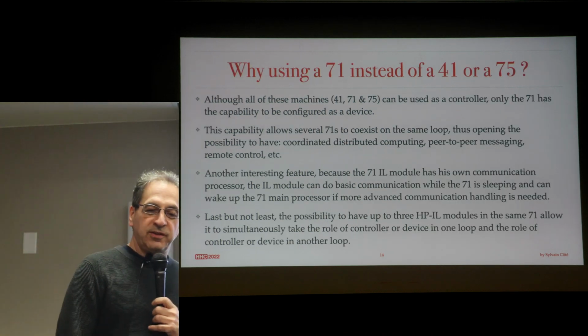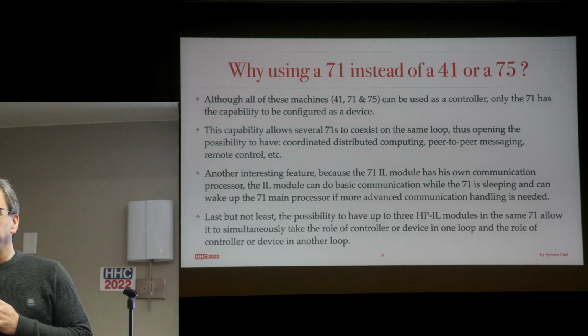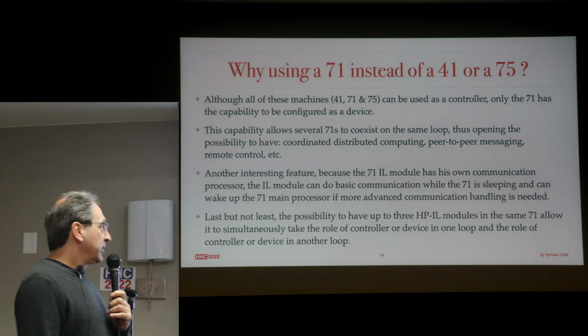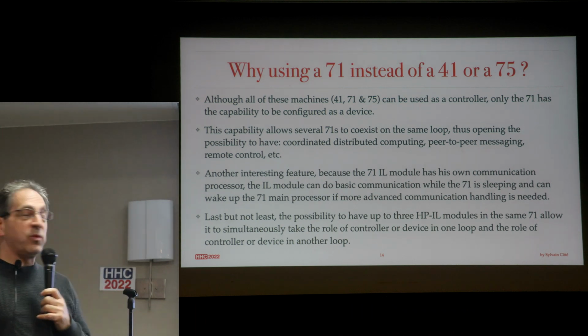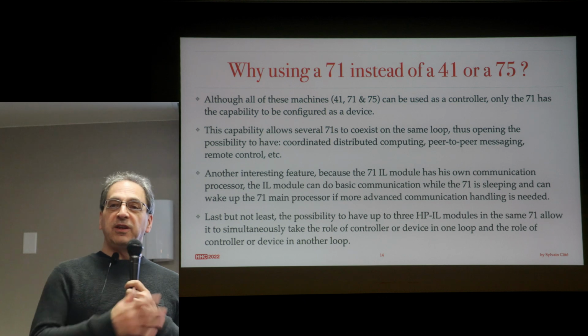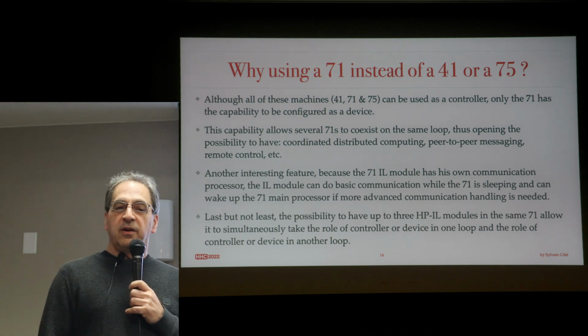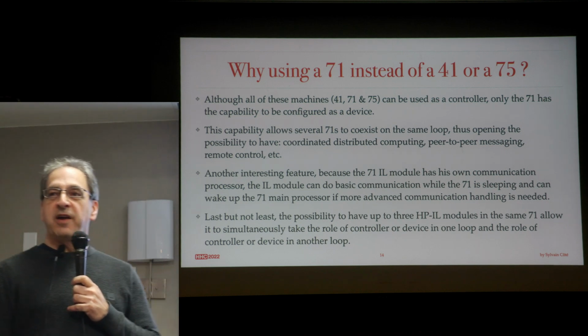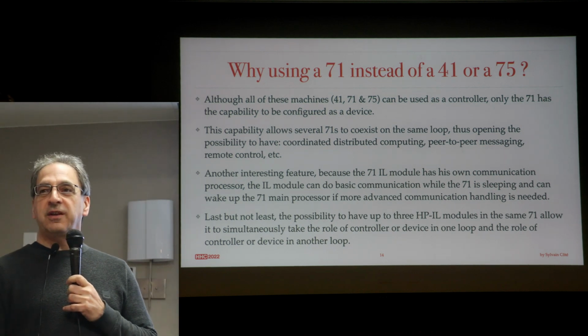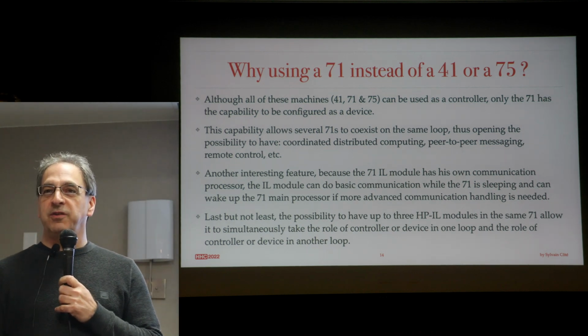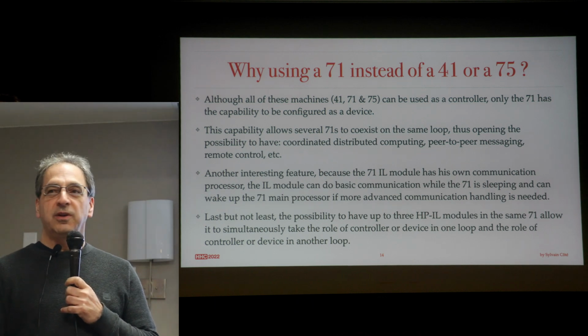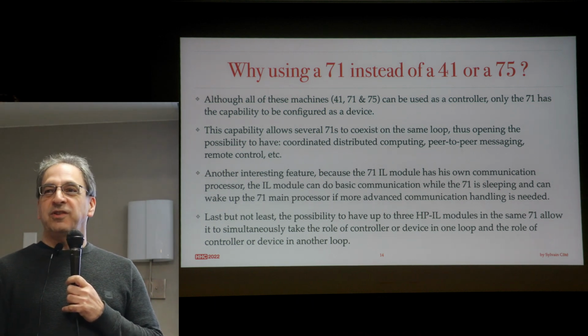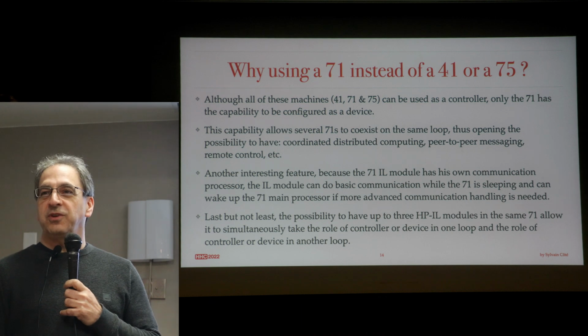Why use a 71 instead of the 41 and the 75? I could use any of the three as a controller, but the 41 and the 75 can only be a controller. You cannot have a 41 or a 75 as a device on the loop. It's not working. So the 71 is the only one that can do this.